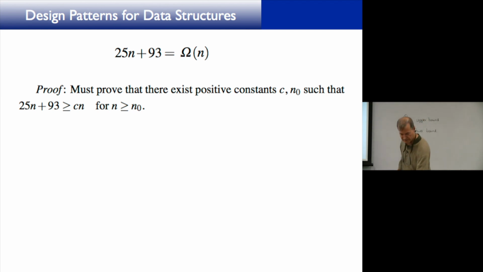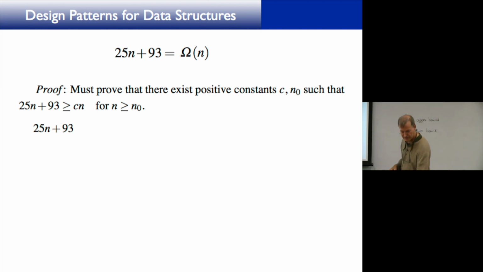So here it is. Must prove there exists positive constants c and n naught such that 25n plus 93 is greater than or equal to c times n for n greater than or equal to n naught. And what side do we start with? Left-hand side, always the more complicated side. The bound is always just a single term in practice. I mean, not necessarily mathematically, but in practice. So we start with the 25n plus 93, and we have to show that this is greater than or equal to something, a constant times n.